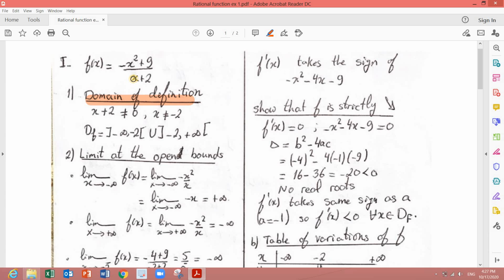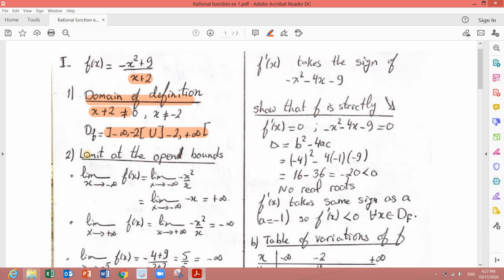The denominator is x plus 2. So we say x plus 2 not equal to 0, x not equal to minus 2. So we write the domain in the form of an interval, which is minus infinity to minus 2, union minus 2 to plus infinity. So to determine the domain of definition of a rational function, we take its denominator. The denominator should be different from 0.